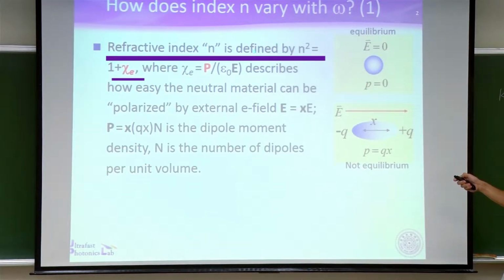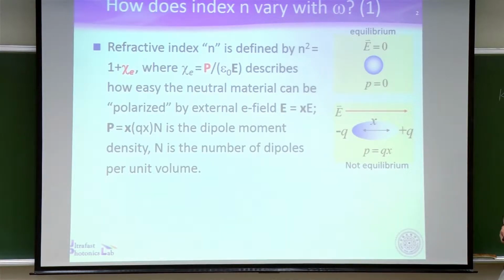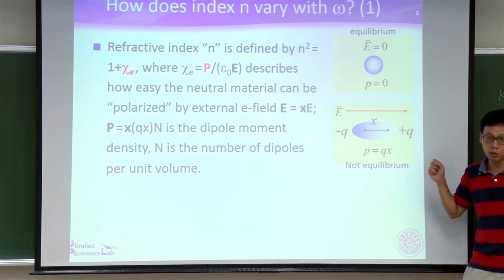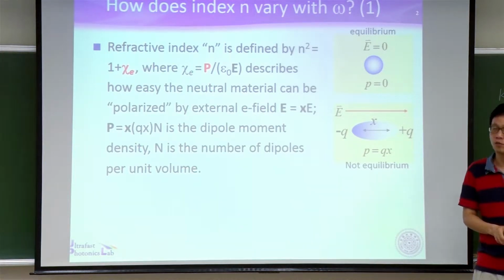The refractive index n is actually defined in this way: n squared equals 1 plus chi e. Do you still remember this formula from your electromagnetism textbook, right? And what is chi e? Chi e is the ratio of big P over epsilon 0 times the external electric field. Okay? And what is big P? Big P is the dipole moment density by definition, which means the total dipole moment per unit volume. That is the definition of big P.